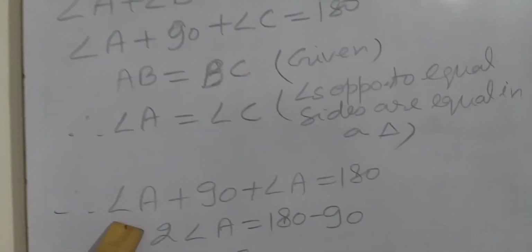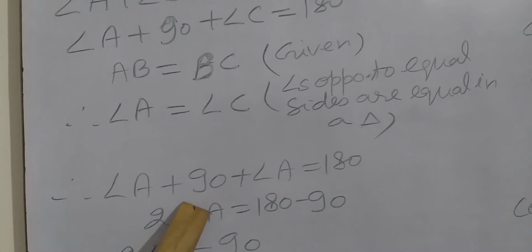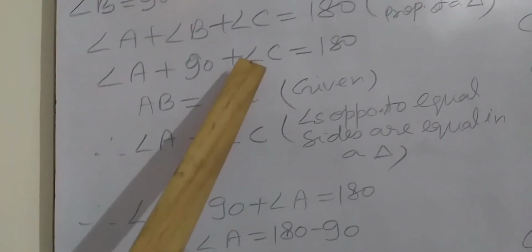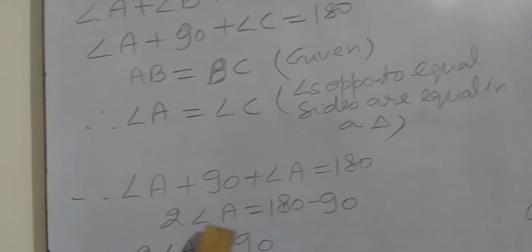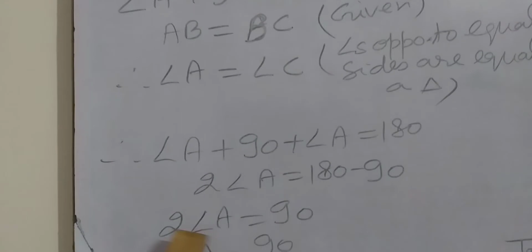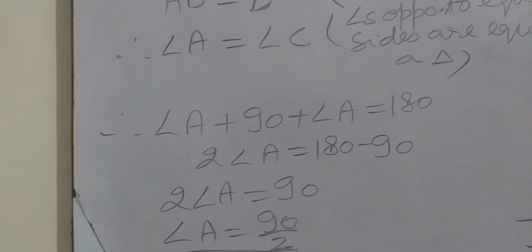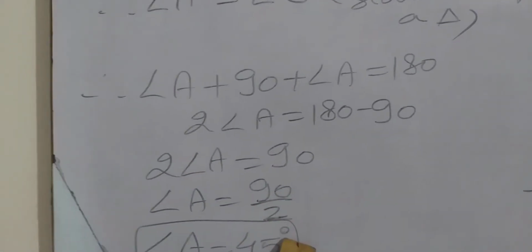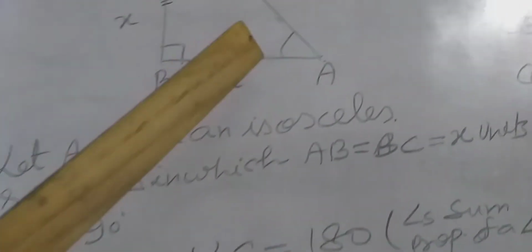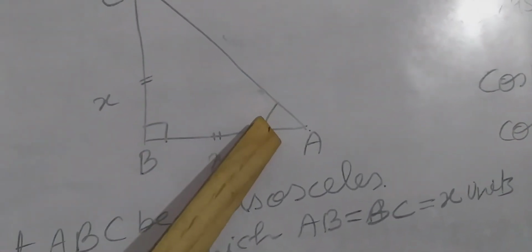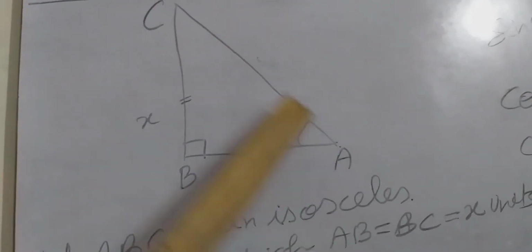So here we can write angle A plus 90 degree, and in place of angle C we can write angle A. Twice angle A equals 180 minus 90. Twice angle A equals 90. Angle A equals 90 upon 2. Angle A equals 45 degree. So now students, angle A equals 45 degree, then we can say angle C is also 45 degree.